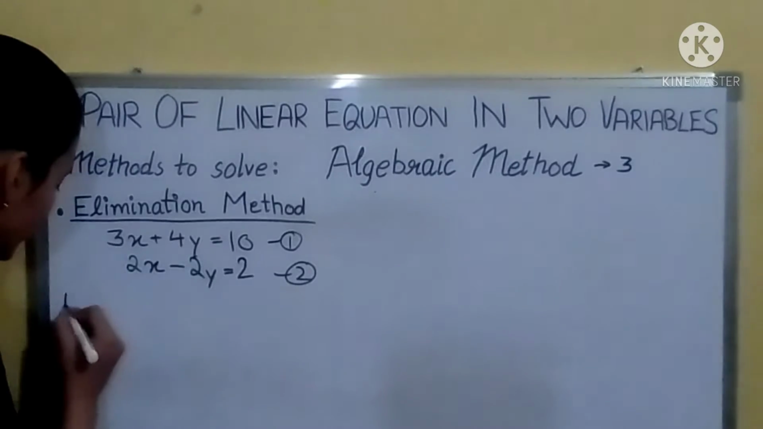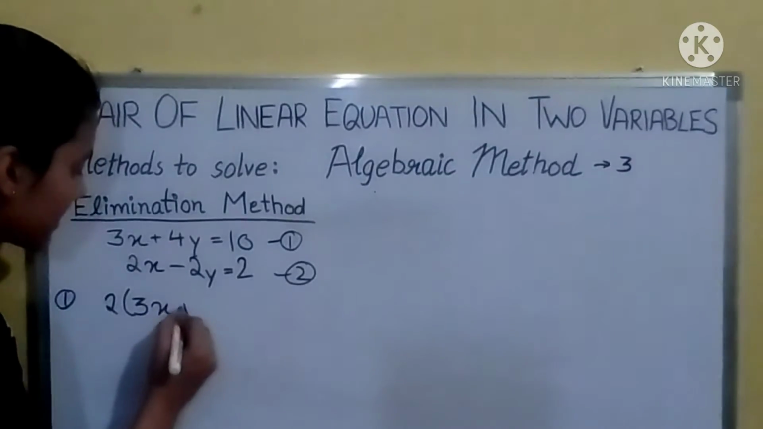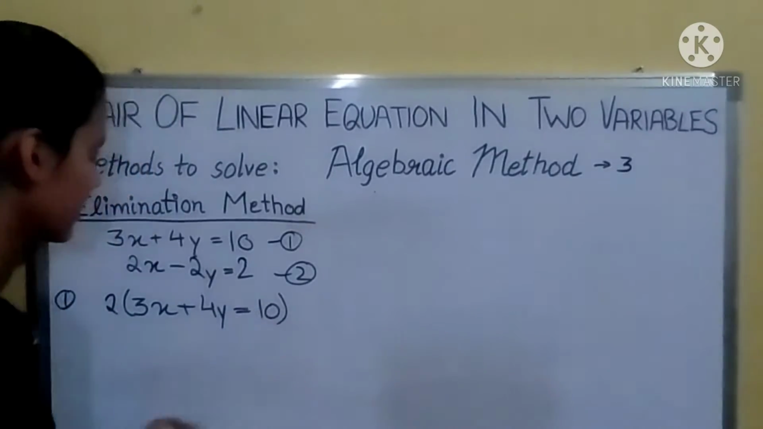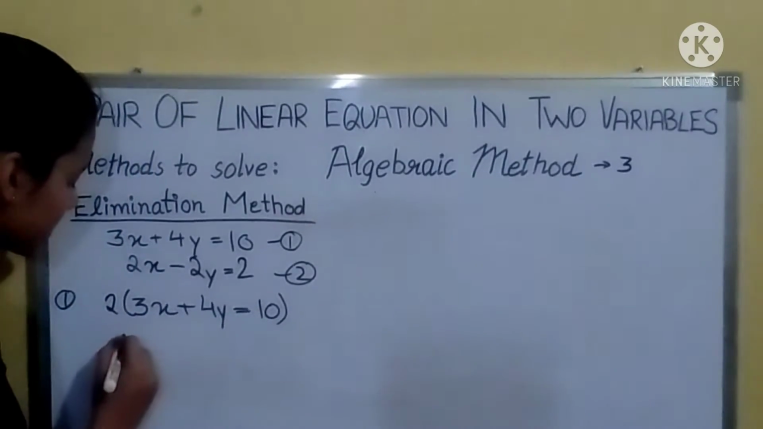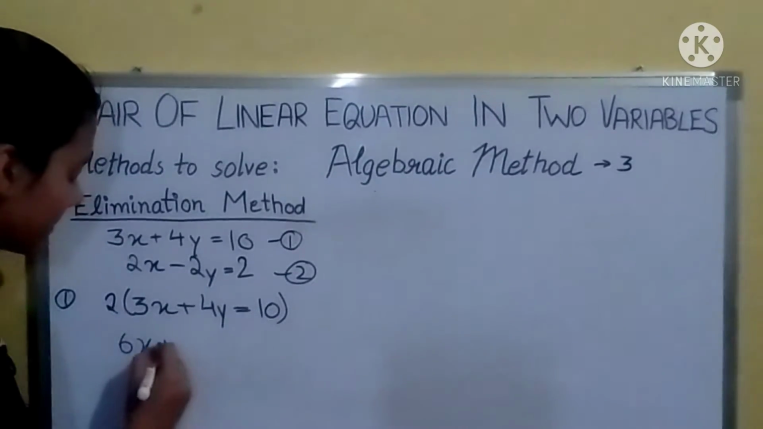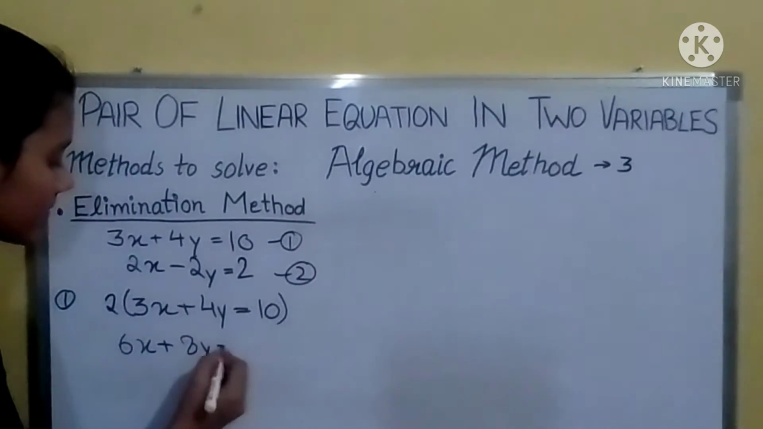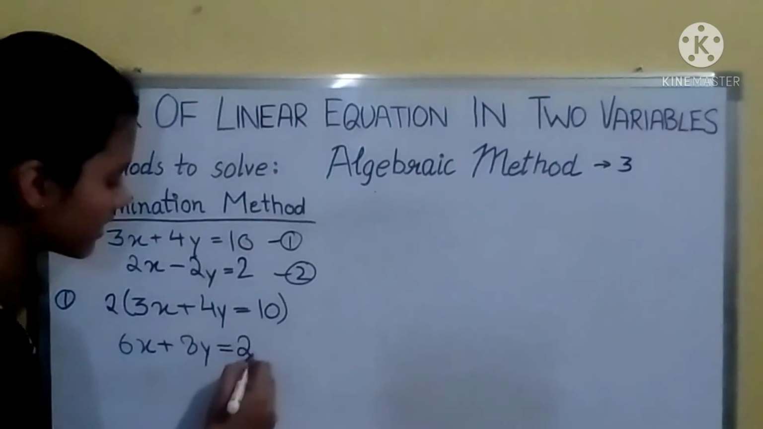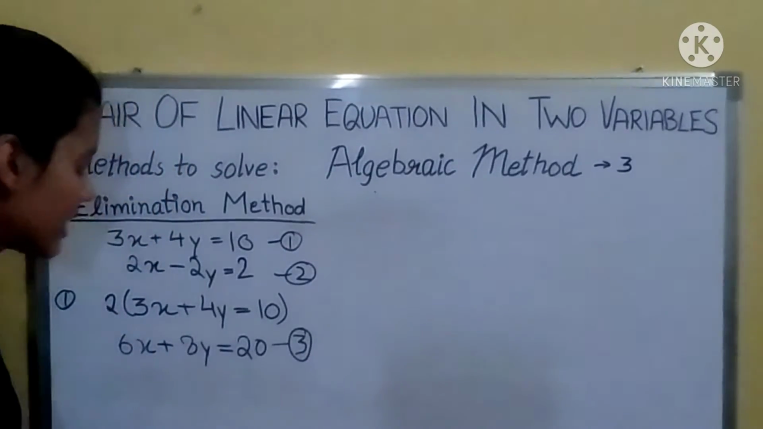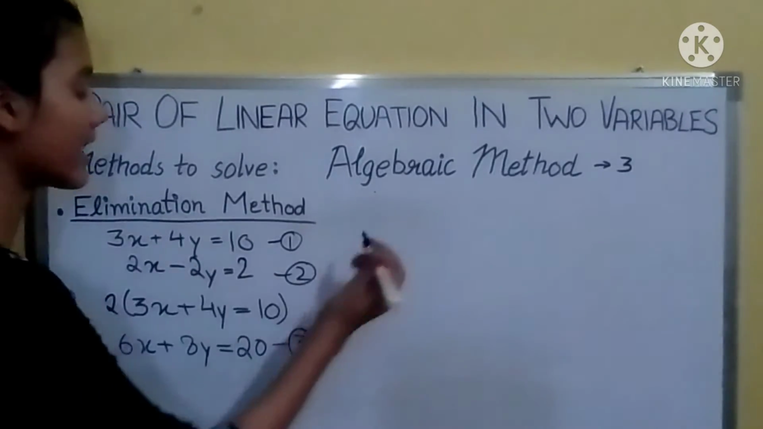So now the first equation, multiply by 2, then 3x plus 4y is equal to 10. Now we will multiply. So 2 3s are 6 and then x. So 6x plus 2 into 4y, 8y is equal to 2 10s are 20. Now this equation, we have got the third equation. Okay. Now we will do the same with the second equation.